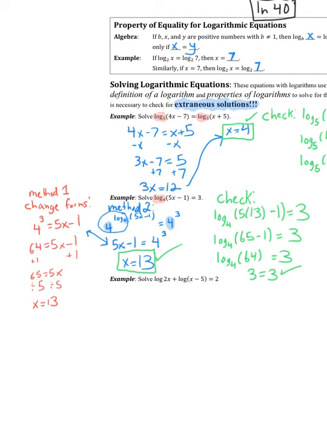All right. So let's take a look at the last one here. It says solve log of 2x plus log of quantity x minus 5. Now this one, let's see, I'll do this right here. I cannot change forms unless there is a single logarithm on one side.